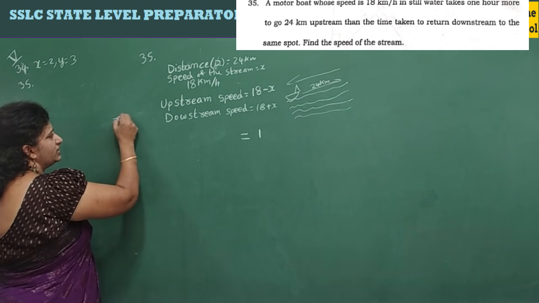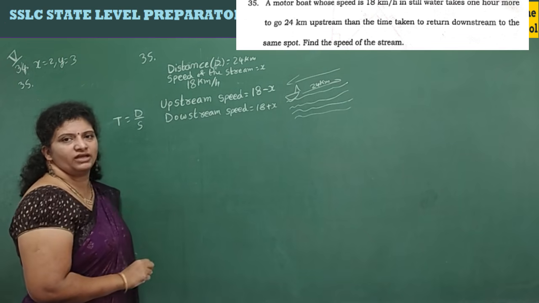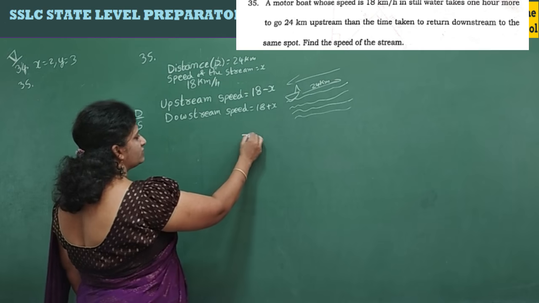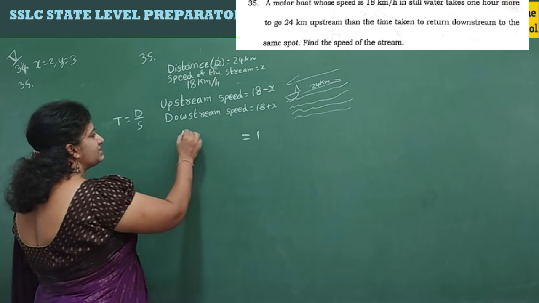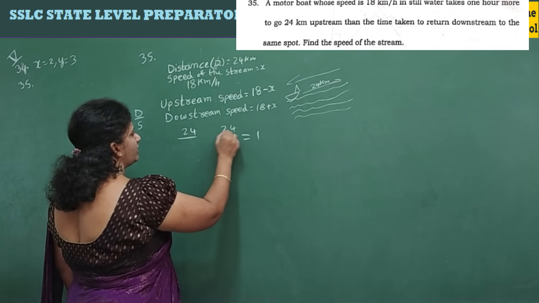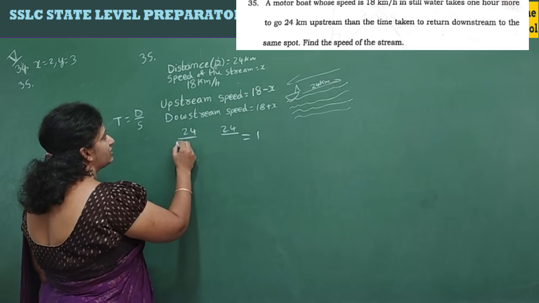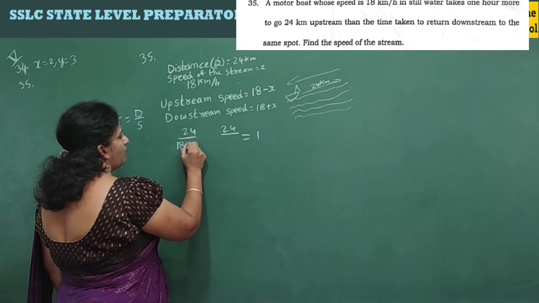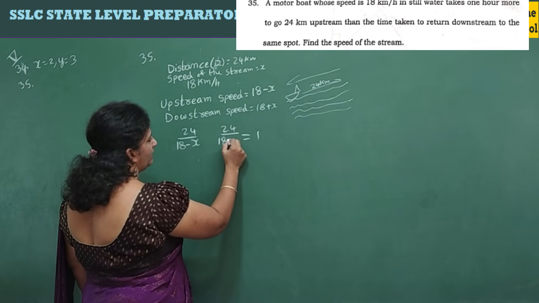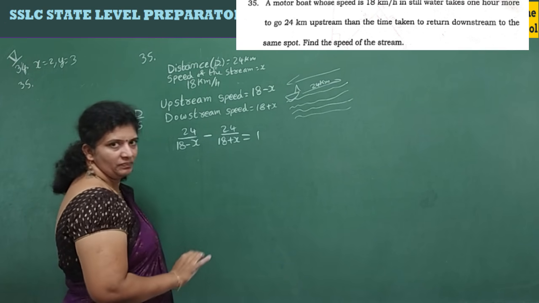We know the relation time is equal to distance by speed. Now write the relation accordingly. We know the difference of the time is 1. Distance traveled by the motorboat is 24, and here also you take 24. So it is moving upstream, what is the speed, children? 18 minus x, and here downstream speed 18 plus x. The difference of these two is 1 hour.